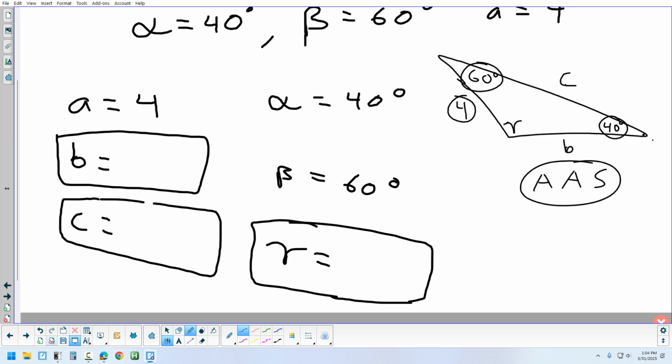All right, what do you think we could find first? The third angle. Yeah, we could get the third angle. Anytime you've got 2, you can add them up and subtract from 180. Wouldn't the third angle be 80? So you take 60 plus 40, which is 100, and then you subtract that, so it would be 80.